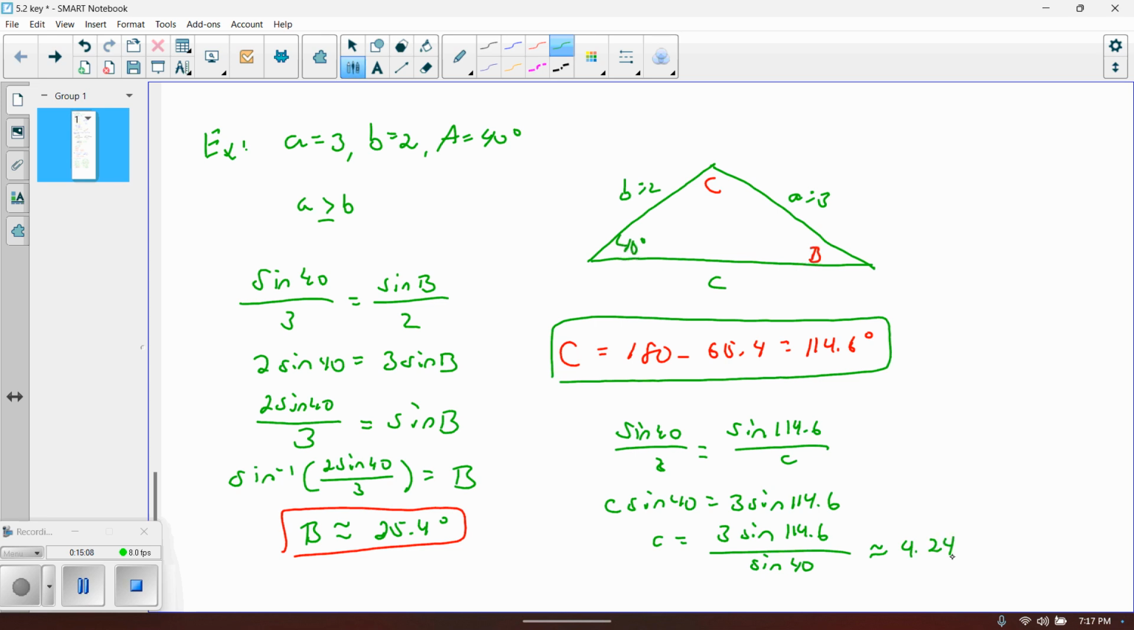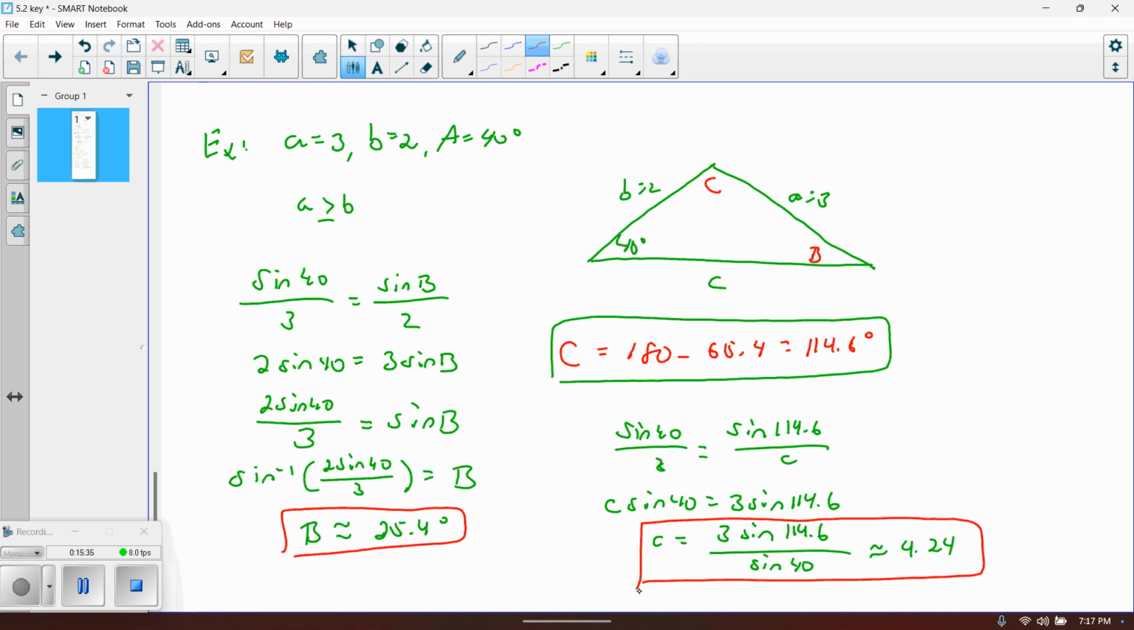4.24. And again, double check that this makes sense. Well, if C is our largest angle, and it is 114.6, it should also have the longest side, which it does, 4.24. The other two sides are 2 and 3, so that is definitely the longest one. So all the information that we have here seems like it should match. We have solved that one triangle that was able to be formed.